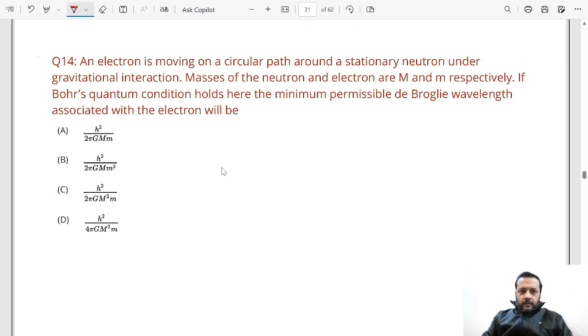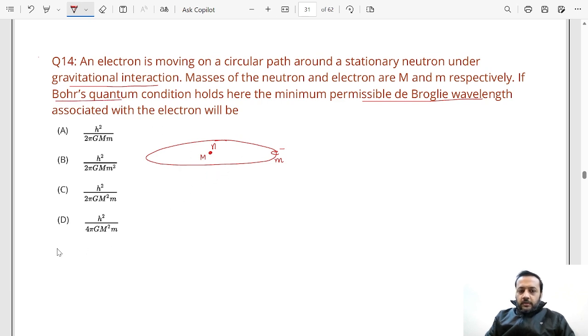All right. This question: an electron is moving in a circular path around a stationary neutron because of the gravitational interaction. That means imagine that this is the orbit in which the electron is revolving, and let us say this is the neutron. The mass of the neutron is capital M and the mass of the electron is small m. We have to find the minimum possible value of the de Broglie wavelength, and Bohr's quantization rule is applicable.